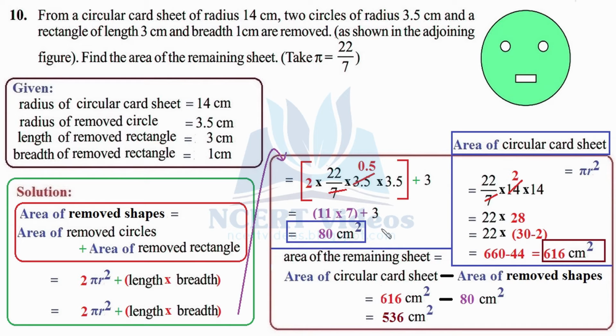Now it's just a matter of subtracting this number from this number. Area of the remaining sheet will be the area of the complete circle, that is this one, minus the area of the removed shapes, that is 2 circles plus 1 rectangle. So 16 centimeters square minus 80 centimeters square gives you 536 centimeters square. So that's question number 10.